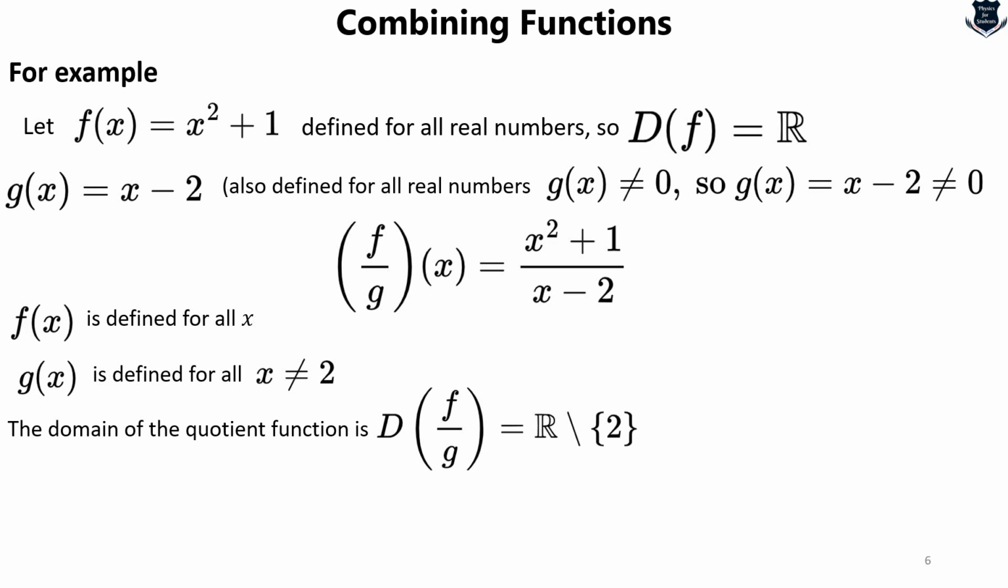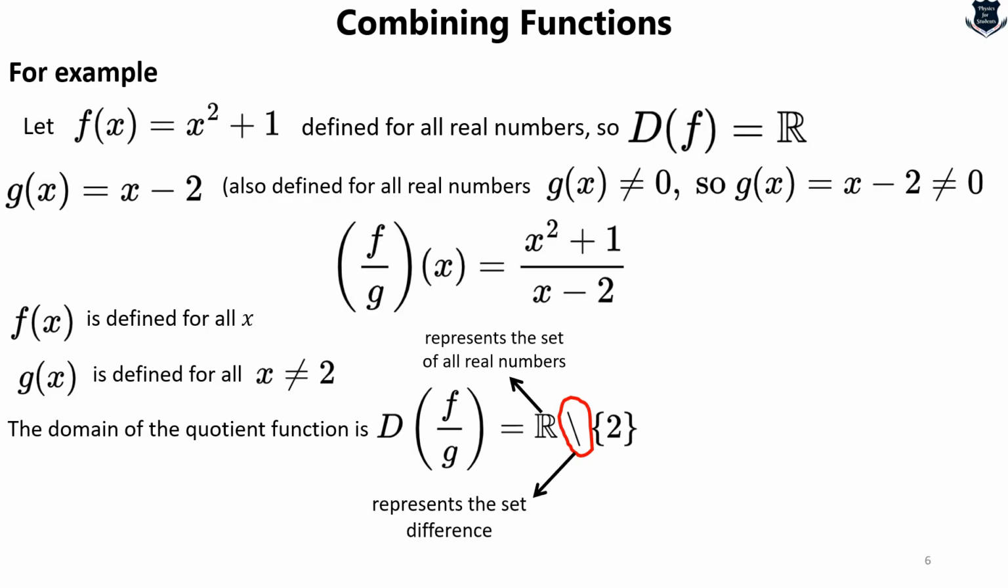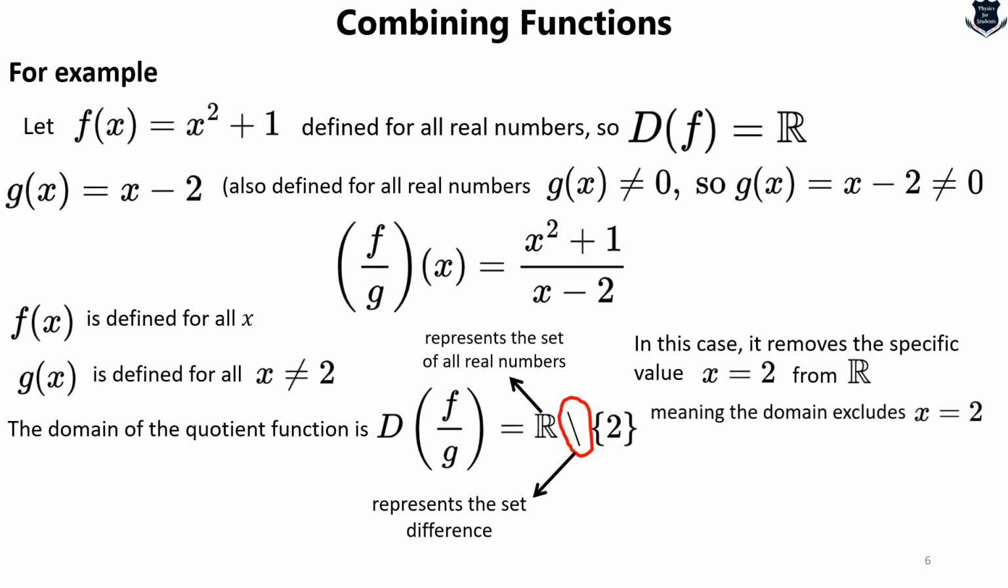Now as you can see, there is a backslash kind of a sign. This is what requires a little bit of attention. So first of all, R, as you know, is a symbol which represents the set of all real numbers. So we are dealing with real numbers, no imaginary numbers. Now this sign represents the set difference, and in this case it removes the specific value x equals 2 from R. That means it excludes x equal to 2 from the domain.